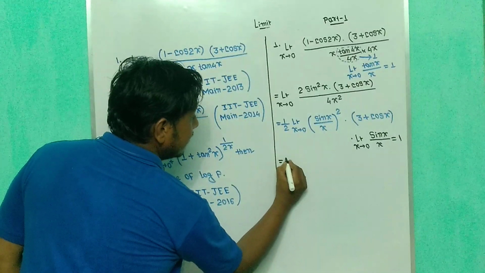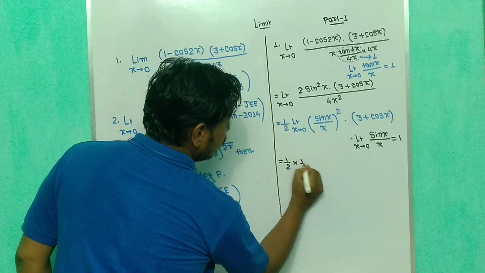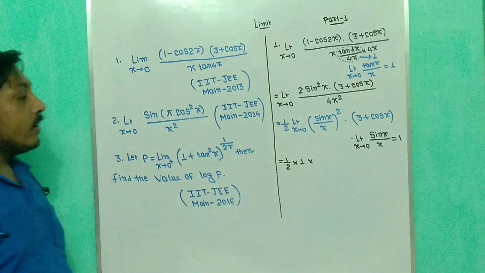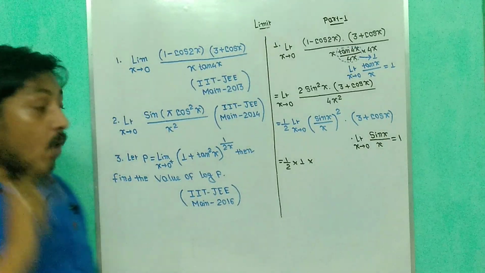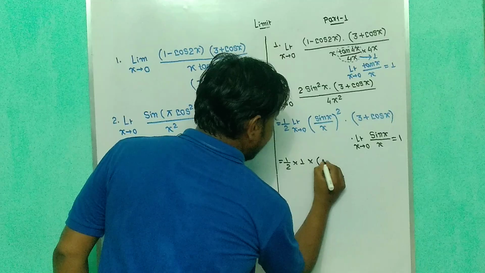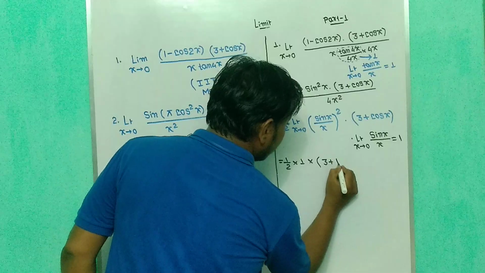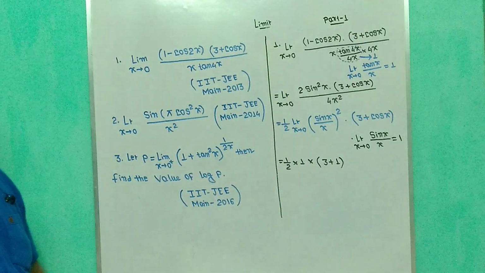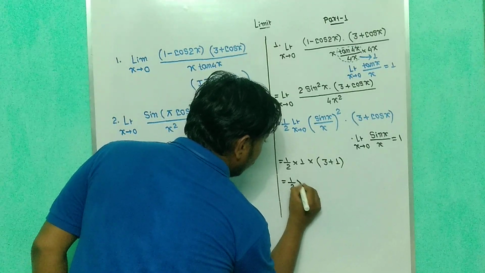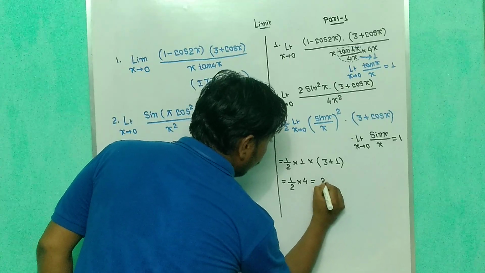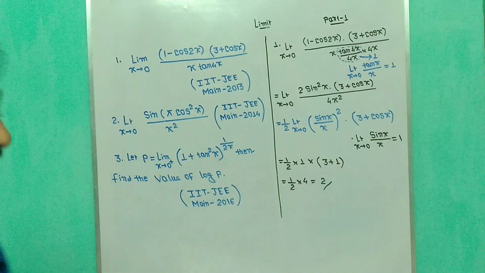That means we can write half into, this value is 1 square means 1, and here we put x equals to 0 as x tends to 0. We know that cos 0 equals to 1. So 3 plus 1. So half into 4 equals to 2. So this is your answer. Okay, if you want, then you can take the screenshot.